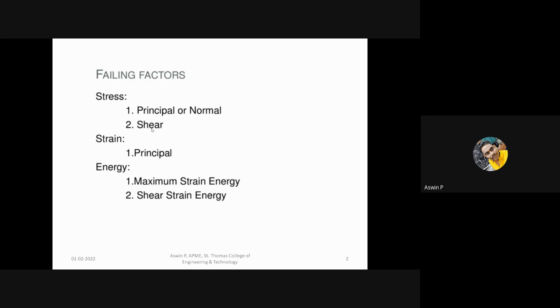And among that, we are going to discuss all these 5 techniques, which are known as theories of failure. First theory will be based on the first word, that is principal or normal stress theory. This theory is also known as Rankine theory. Very important point: this theory is also known as Rankine theory.